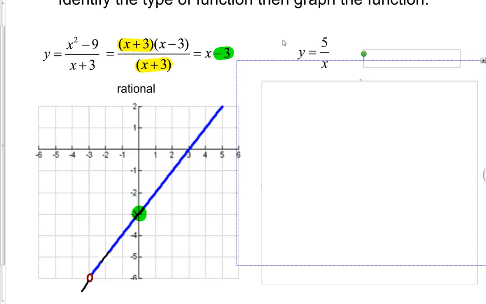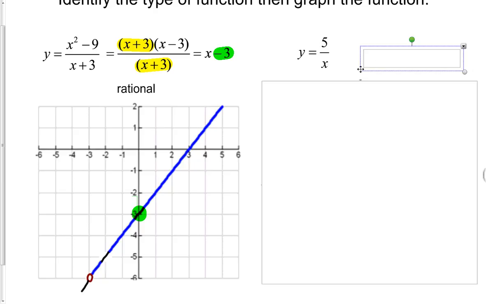In our next example, y equals 5 over x. Again, we have a fraction. In the top we have a constant, in the bottom we have a variable. And so this is, again, going to be a rational function. However, it's a special case. We call that an inverse function when it's a constant over x. So you could call this a rational function. If you want to be more specific, it is an inverse function.